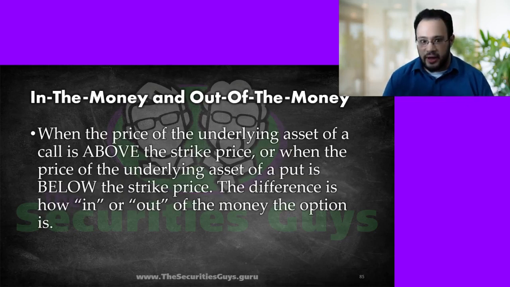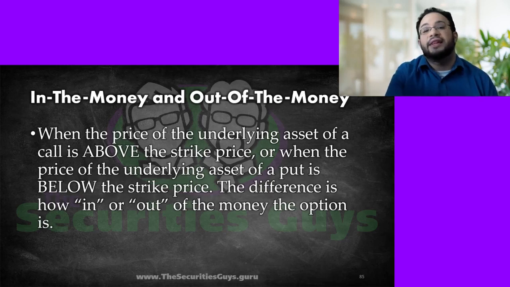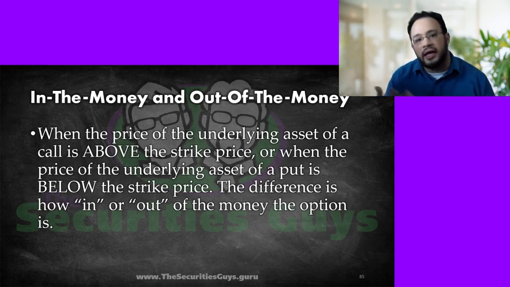In the money and out of the money. When the price of the underlying asset of the call is above the strike price, when the call is a good bet, I'm betting it's going to go above, and it is. Or when the put is a good bet, I'm betting it's going to go below, and it is. That's in the money. The difference between the strike price and the market price is how much in or out of the money, depending on which direction it is. If the strike price is 50 and the stock's either at 40 or 60, well, it's in or out of the money by 10, depending on which way it is. If it's a call, if it's above, it's going to be in the money, and below, it's out of the money. If it's a put, below, it's in the money, and above, it's out of the money.